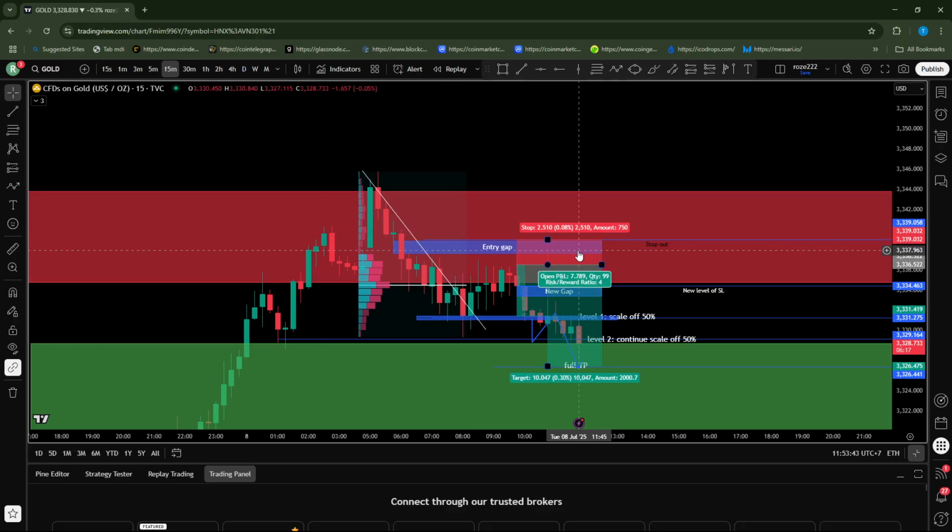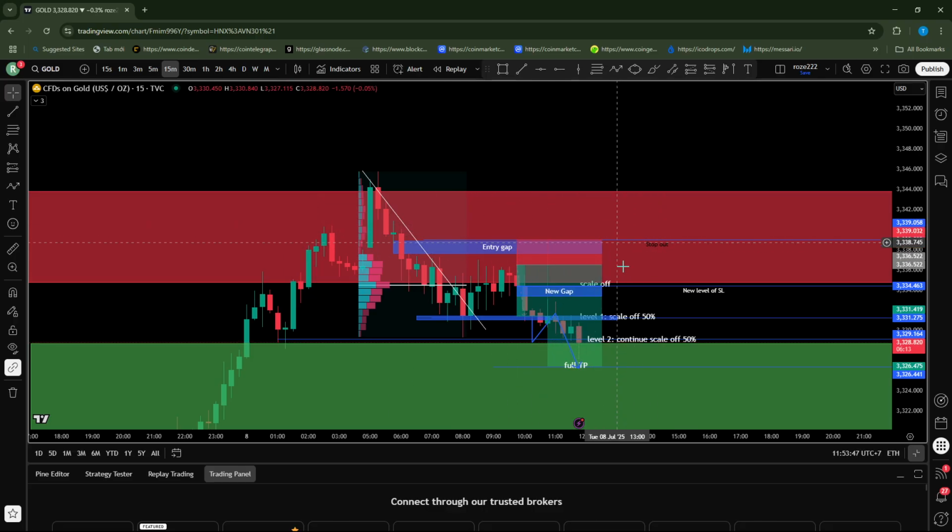I can understand this one as the entry gap because I saw it on the 15-minute time frame. But mostly I use the 15-minute time frame for my trades because I want to keep things simple. I'm a day trader, so I want to keep things simple, just enter this trade.